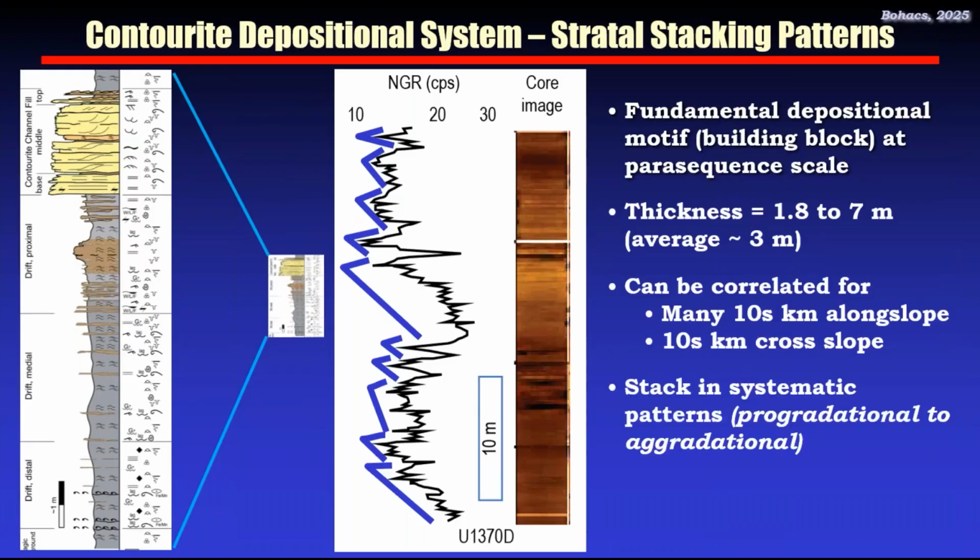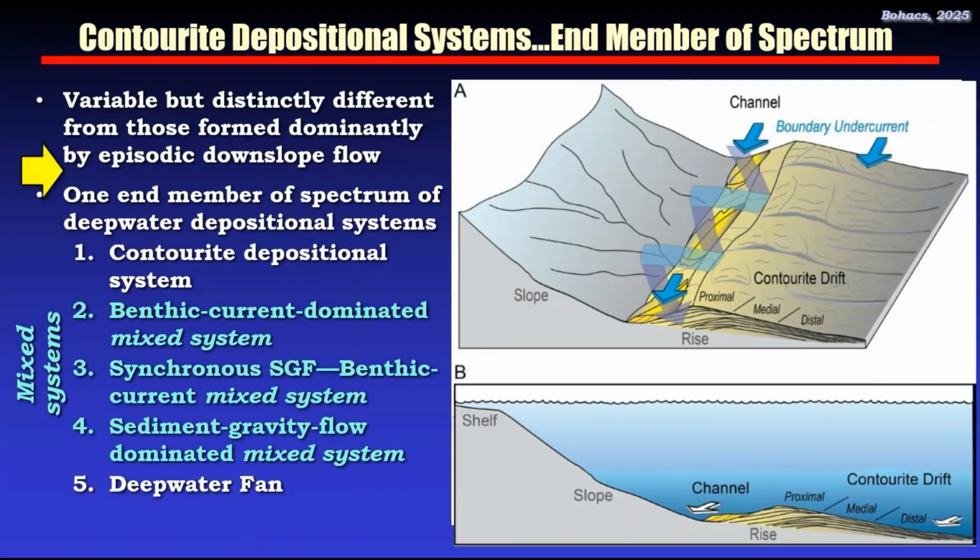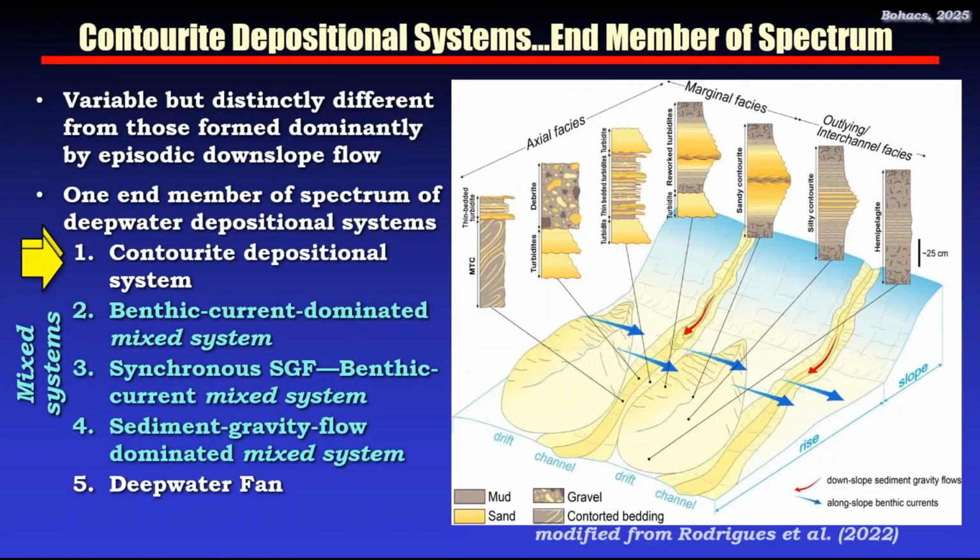These building blocks stack in systematic patterns, typically progradational to aggradational, as shown on this well log, to record the long-term accumulation of a benthic current-dominated depositional system. So there you have it, the end-member contourite depositional system, and we'll hear more about recognition criteria from panelists in the second half. We can now consider how to differentiate them from the other deep water depositional systems, starting at the other end of the spectrum, deep water fans.